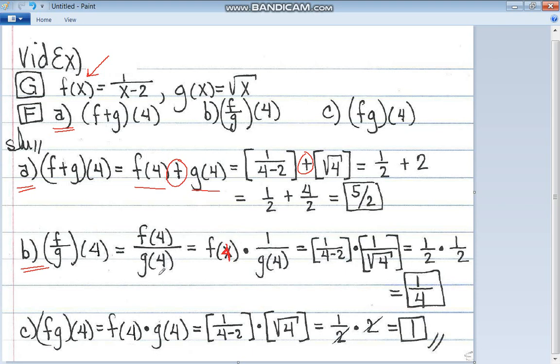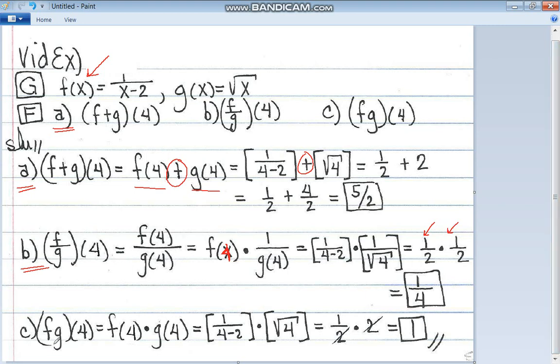So f of 4 over g of 4 is the same as f of 4 times 1 over g of 4. It's the same thing. So let's evaluate f of 4 using this f function at the top is 1 over 4 minus 2, which is 1/2 right here, times 1 over g of 4, 1 over the square root of 4, which is 1 over 2 here. So 1/2 times 1/2, top times top, over bottom times bottom, equals 1/4.